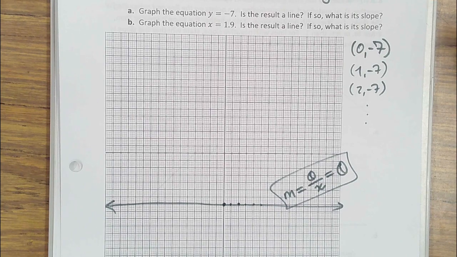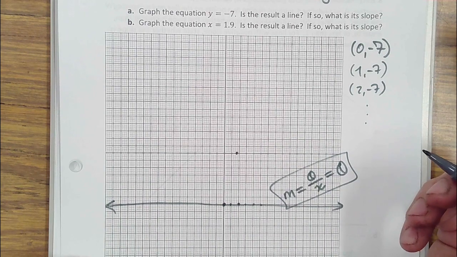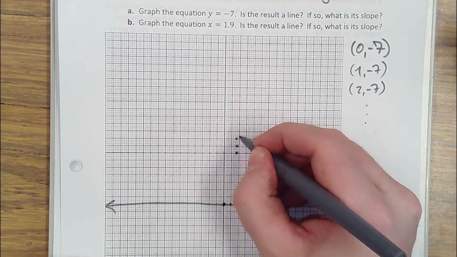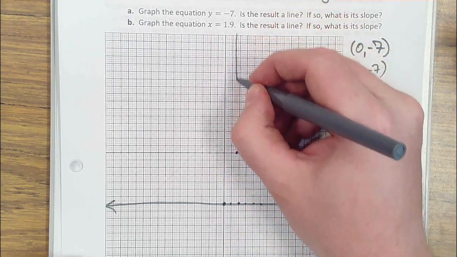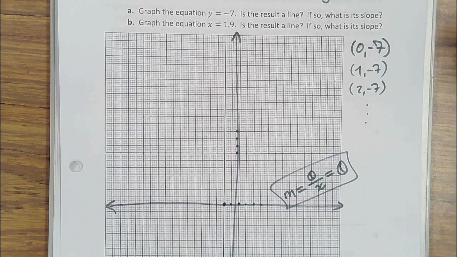For x equals 1.9, we want all the points where x is 1.9. So 1.9 comma 0, 1.9 comma 1, 1.9 comma 2, 1.9 comma 3. It's a vertical line. The only thing that changes is the y value because x is always 1.9. That's what that means. x is always 1.9.